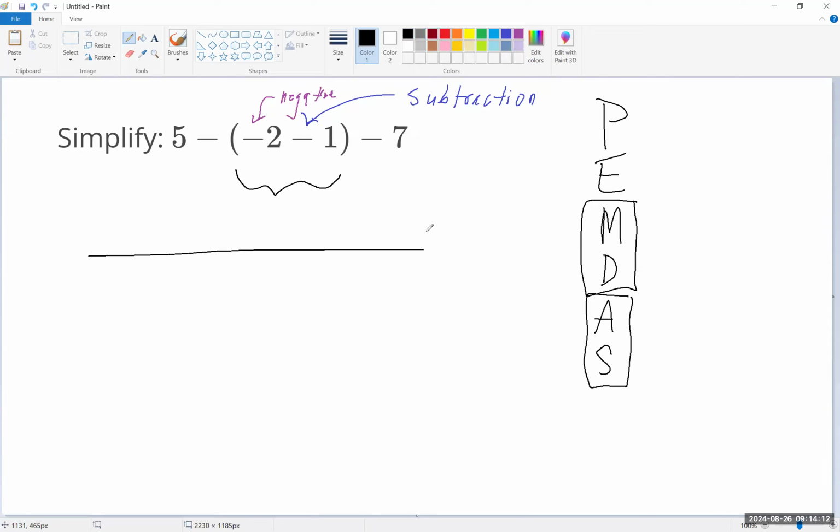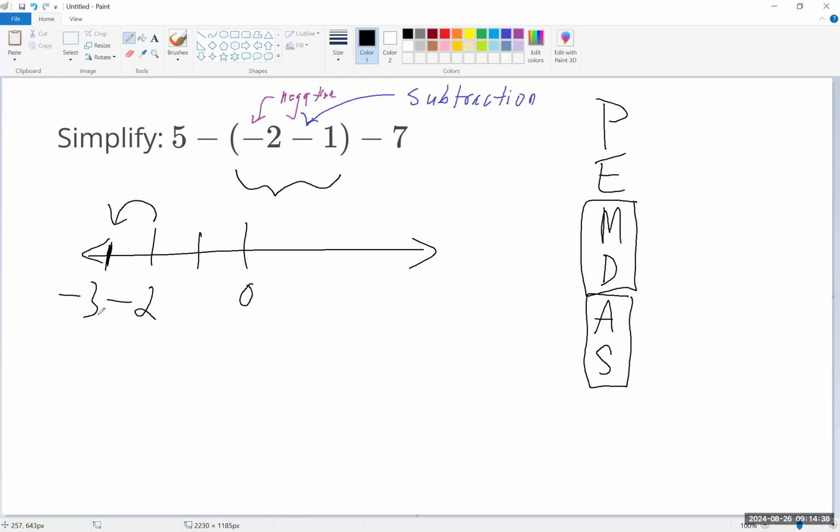Some of you may like the number line. Some of you may not have trouble with this at all, but I'm gonna start with -2 and then go left. That's one way to interpret the minus sign, 1. So left 1. So that puts me at -3.